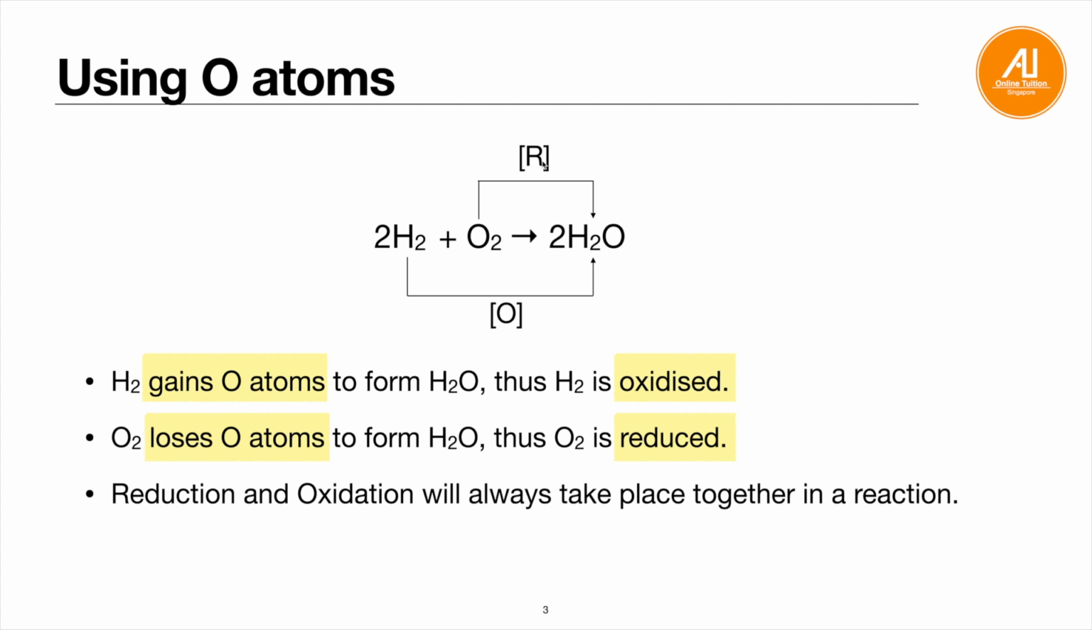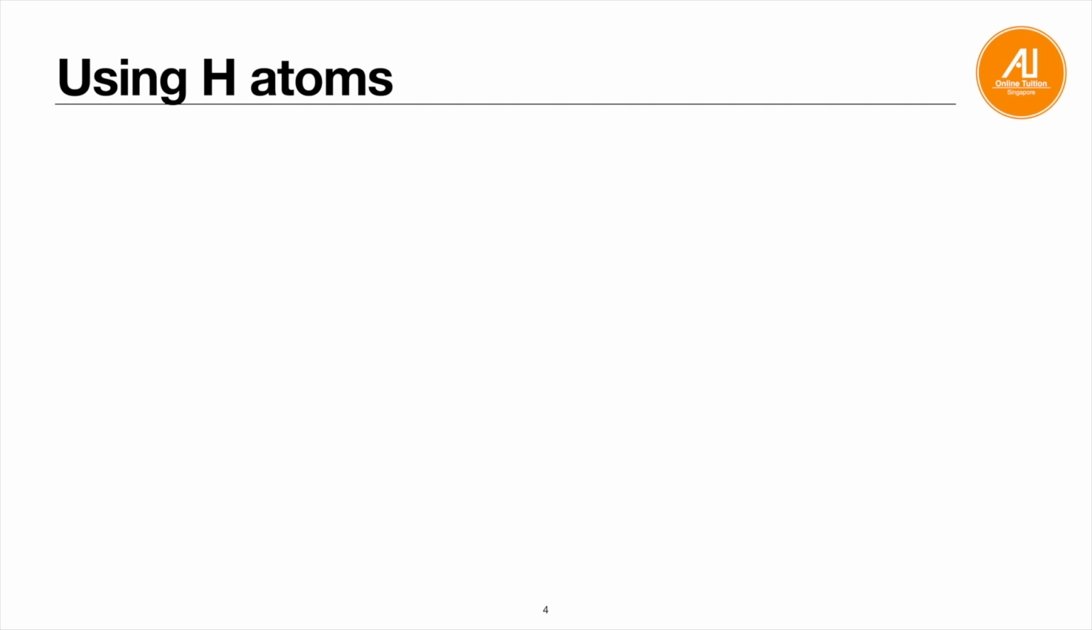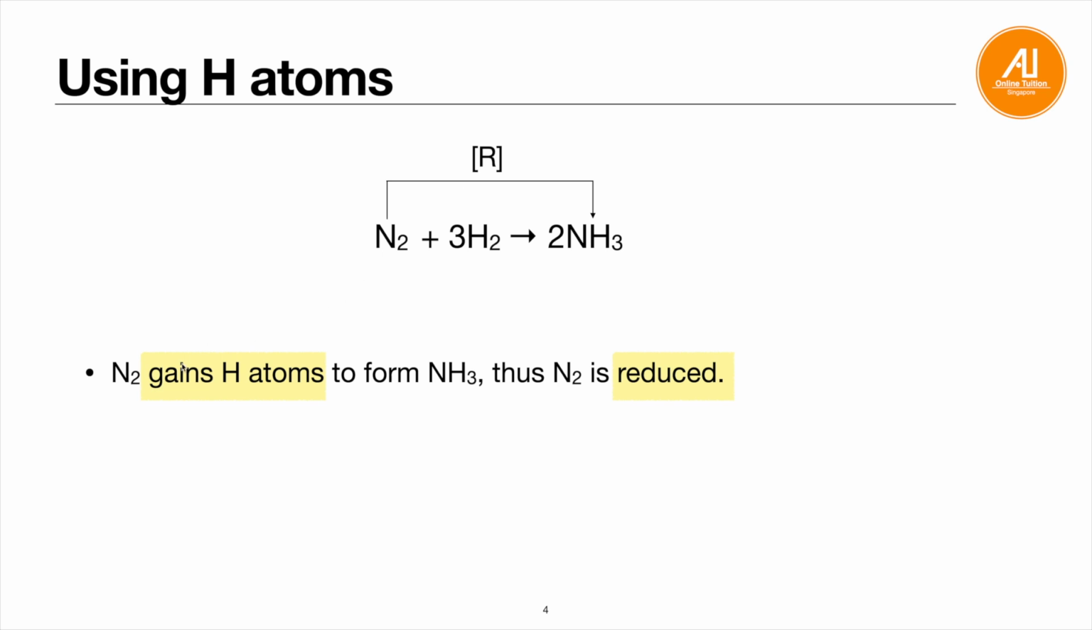Next, let's look at hydrogen atoms, and how you use hydrogen atoms to determine a redox reaction. Let's say you have this equation: N2 plus 3H2 gives you 2 ammonia. This is your famous Haber process. Let's look at N2. After the reaction, N2 actually gains some hydrogen atoms. If you gain hydrogen atoms, you are reduced. So N2 gains hydrogen atoms to form NH3. Thus, N2 is reduced.